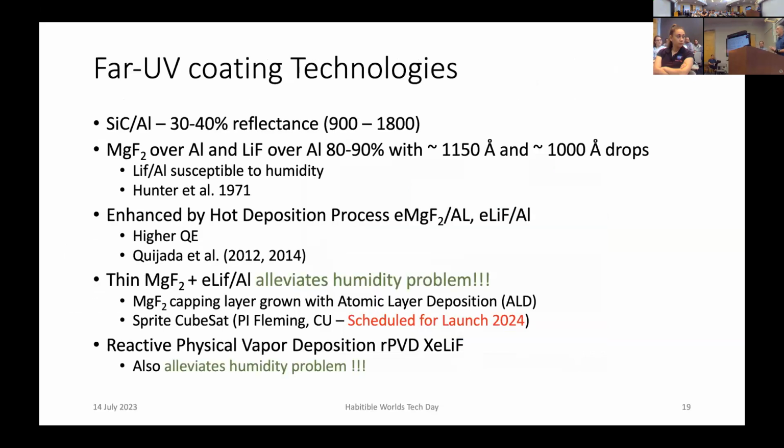Okay, so just to go into the UV coating technologies, back in the day, I spent my youth doing silicon carbide over aluminum, which was very limiting in this bandpass. It only had 40% reflectivity, but it was better than the iridium or the osmium coatings that people were using on, say, Hawkins ultraviolet telescope. Of course, Hubble used magnesium fluoride over aluminum, and you can also use lithium fluoride over aluminum.